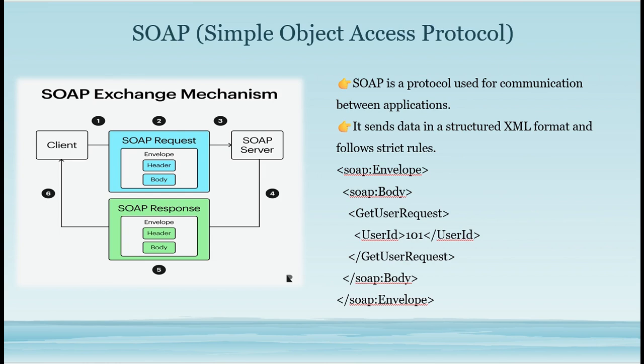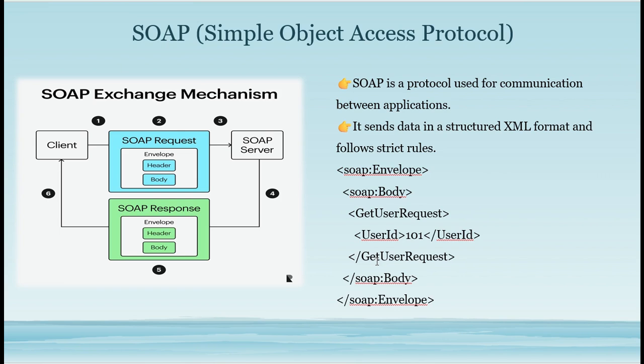And coming to SOAP, Simple Object Access Protocol. SOAP is a protocol used for communication between applications. It sends the data in structured XML format, and it follows strict rules. Look at the image. The client sends the request, and the request is created in the SOAP format called an envelope, which contains a header and body. You can see the syntax here: header and body.